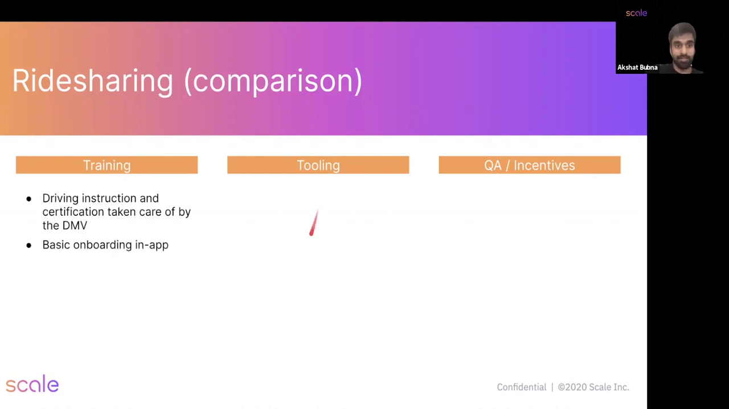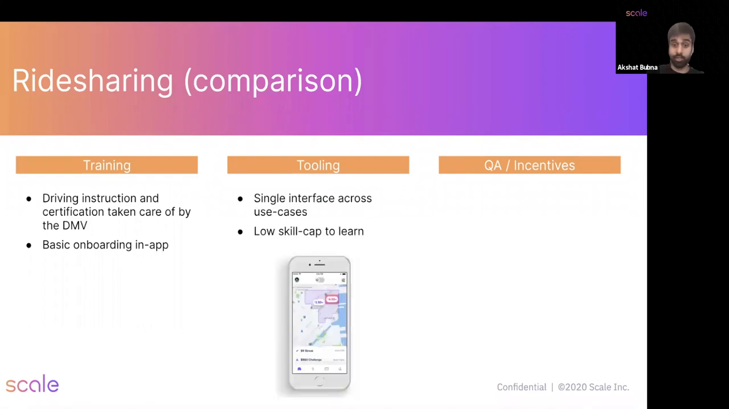Great. And in the ride-sharing example, how does training happen? Well, a lot of it's actually taken care of by the DMV. You don't actually have to teach someone how to drive a car from scratch. They come in with that knowledge, and you can check their driver's license for certification. There is some basic amount of onboarding in the app that teaches them how to interact with it, what to do and not to do, etc.